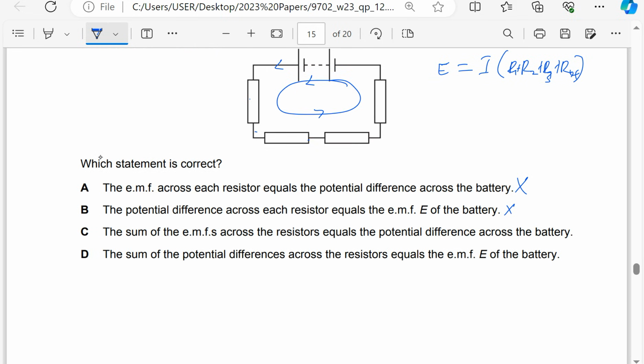The sum of the EMFs across the resistors equals the PD across the battery. The word EMF refers to the battery, and PD refers to the resistor. So this one is also not correct. So the answer is going to be D. The sum of the PDs across the resistors equals the EMF of the battery, which is Kirchhoff's second law.